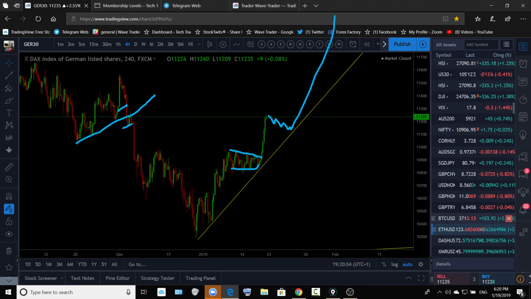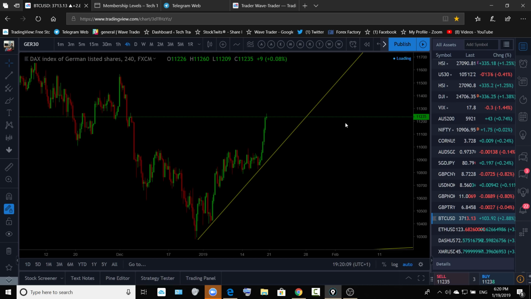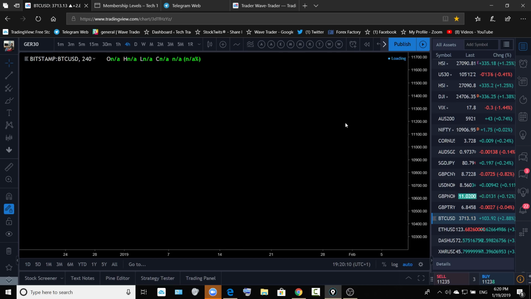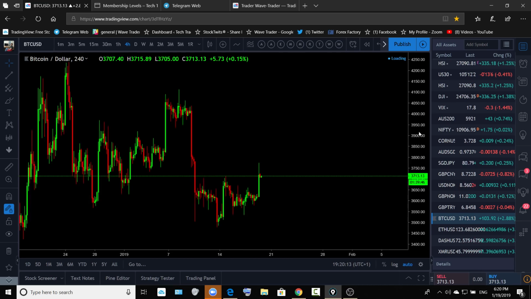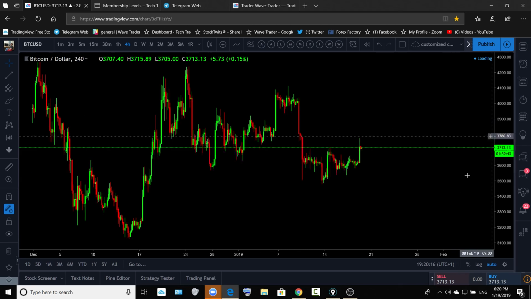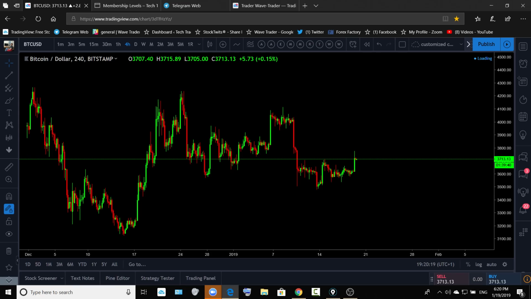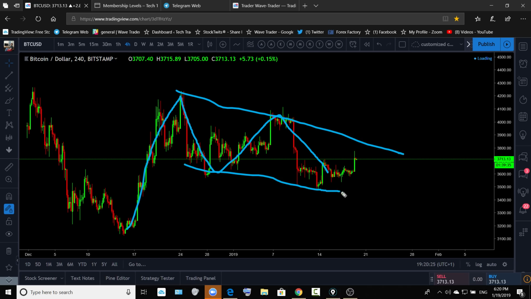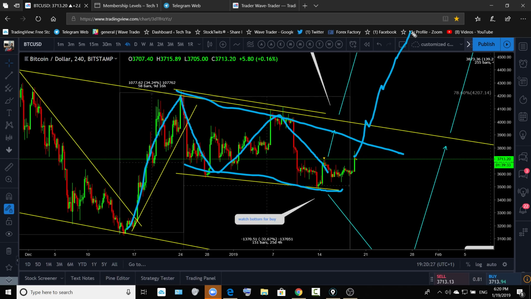All right, and here you've got Bitcoin. Bitcoin is forming an ABC move. That ABC move to break out and continue to go higher. If that ABC move is not breaking up, and Bitcoin is testing the previous bottom or forming a new low, this is what you are looking for: this ABC move to break out and continue to go higher.